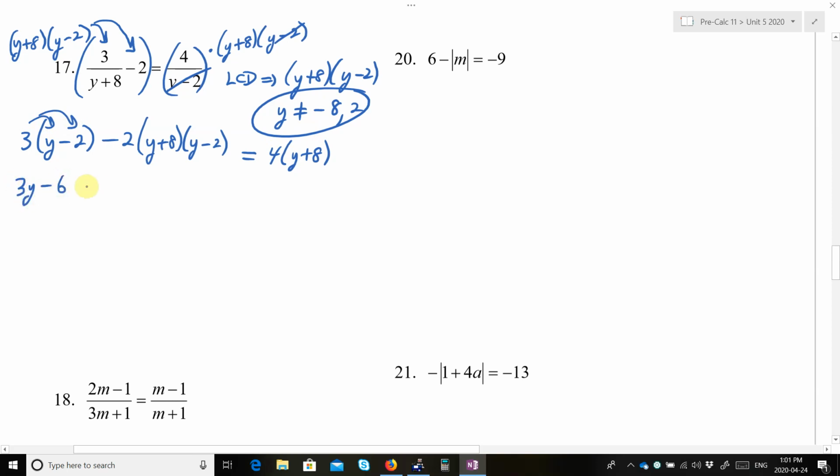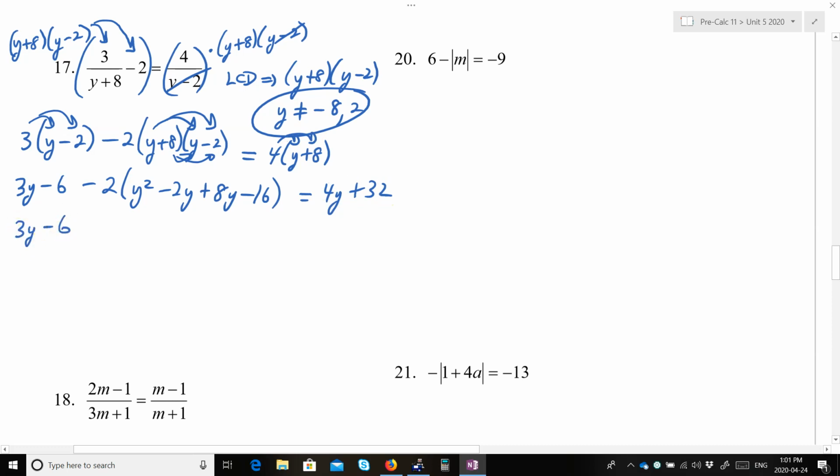3y minus 6. We have a minus 2 sitting in front of this. Two binomials multiplied together, so we have to do FOIL. And we are going to get y squared minus 2y plus 8y minus 16. Right-hand side, we do distributive and get 4y plus 32. So we have 3y minus 6. I'm going to multiply this negative 2 through and go negative 2y squared. And notice negative 2y plus 8y is 6y times the negative 2 is plus 12y. So I'm just doing a couple steps there. And negative 2 times negative 16 is plus 32.